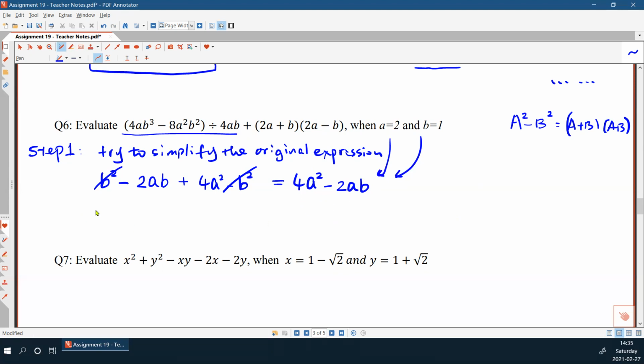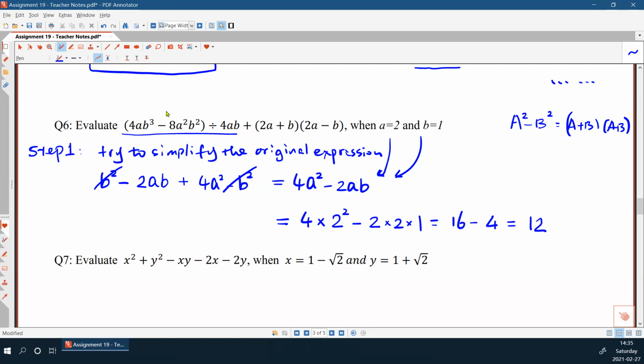So when a is 2 and b is 1, this will give you 4 times 2 squared minus 2 times 2 times 1. And this is 16 minus 4, which gives you 12 as a final result, right?